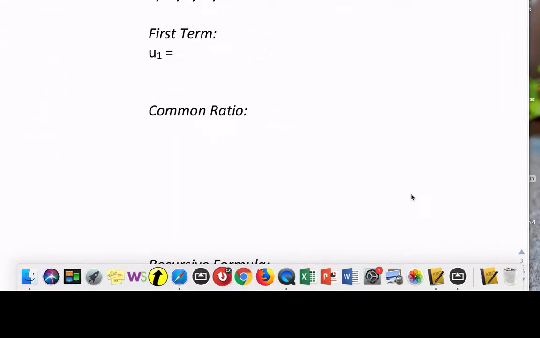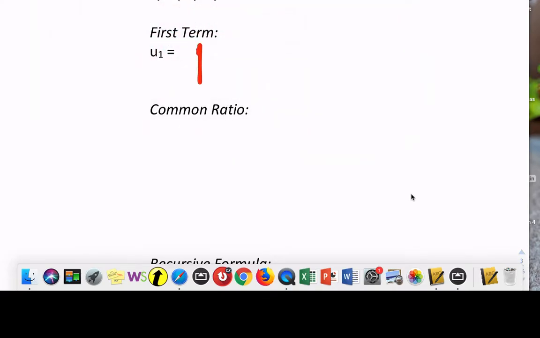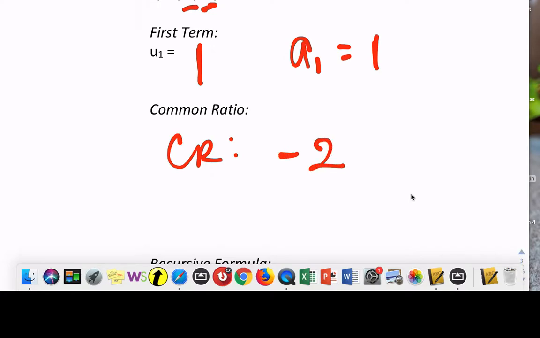Let's look at a geometric sequence. So here the first term is 1. So again, you'll see it A sub 1, U sub 1, first term is 1. The common ratio, what are you multiplying or dividing by to find the next term? So how do we get from 1 to negative 2? Negative 2 to 4. And if you're unsure, divide. What is negative 8 divided by 4? What's 4 divided by negative 2? And that is a negative 2. You're multiplying by negative 2 to find the next term in the sequence.